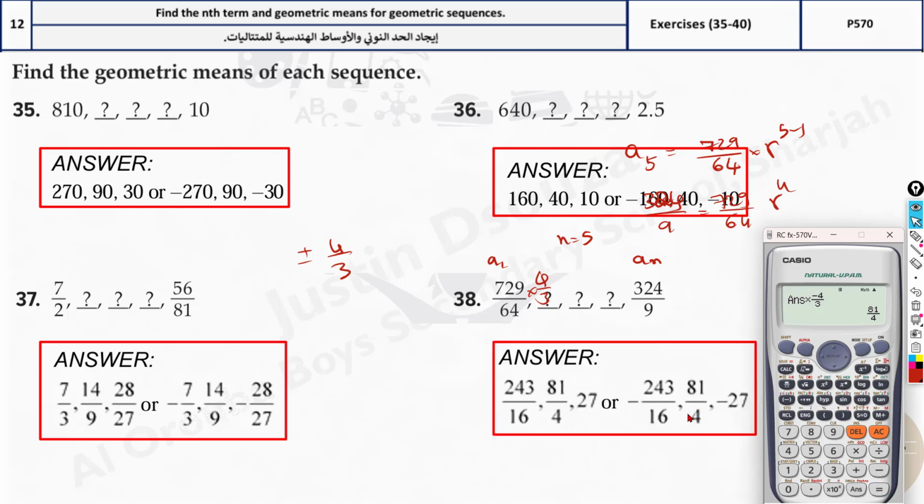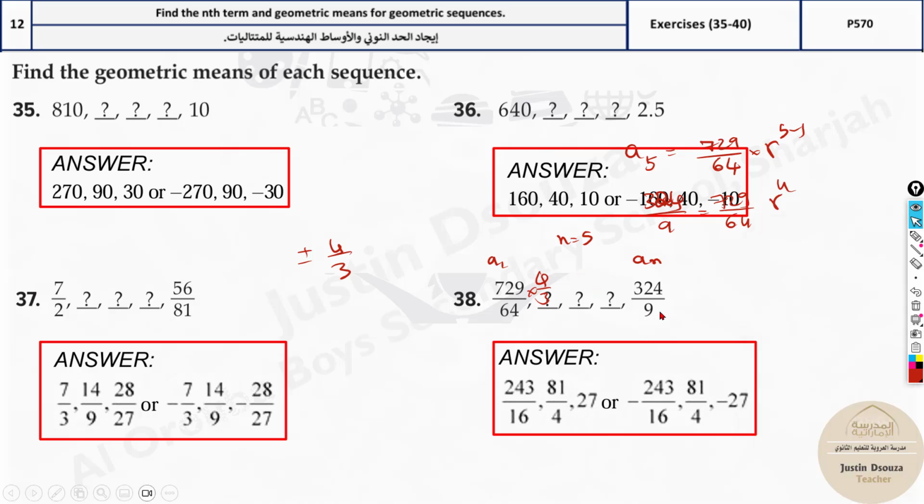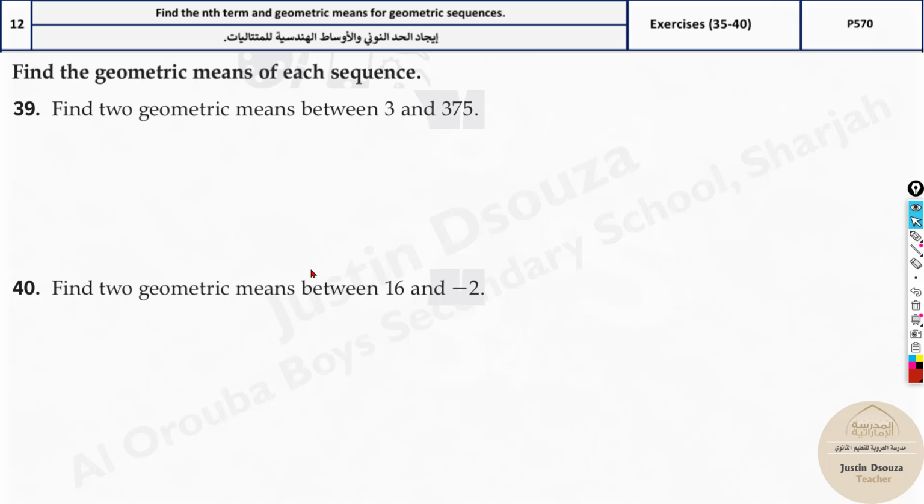You can see the answer. Next one will be positive only. And the third one is negative 27. And here it is 36. But this 324 by 9 is also 36. You can see 324 divided by 9 is 36 itself. But they are written in fraction. That's it. So that's how we solve these problems.